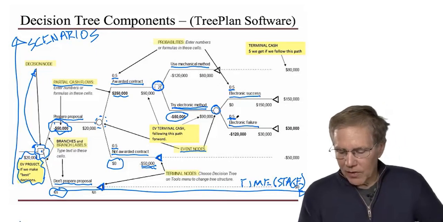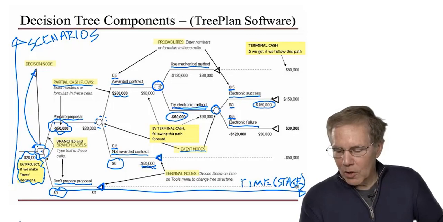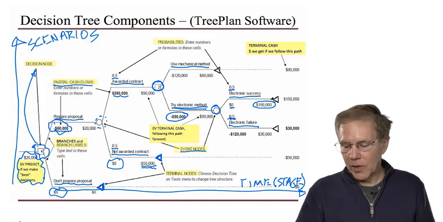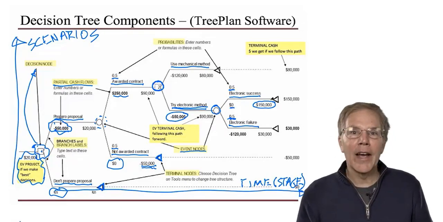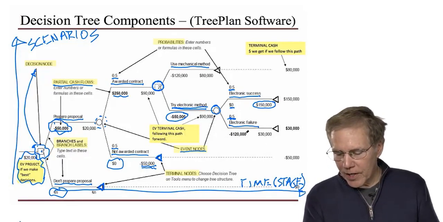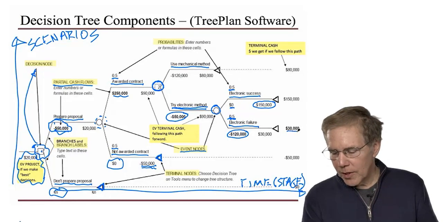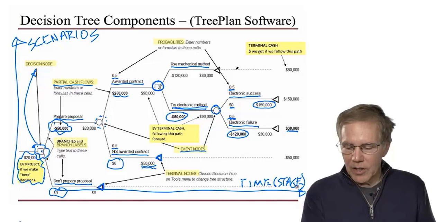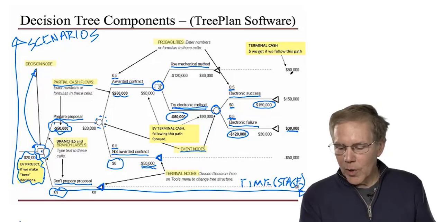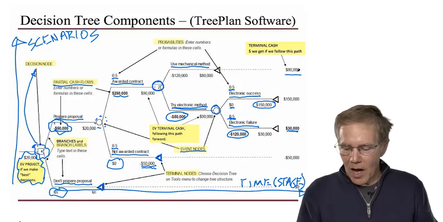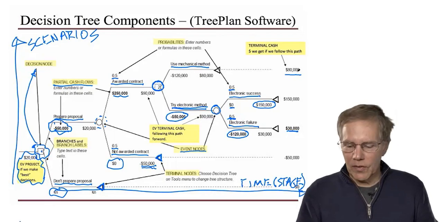If we have electronic success, we don't have to put anything more into this project, and the net cash flow that we end up with, including everything we've spent and everything we've received along the tree to this point, is 150,000. And if the electronic method fails, we're going to lose 120,000, but we still wind up with 30,000 at the end of the day. If we did decide to use the mechanical method, we would wind up with 80,000 here. And the mechanical method is a proven method, so there's no question of mechanical method success or failure.